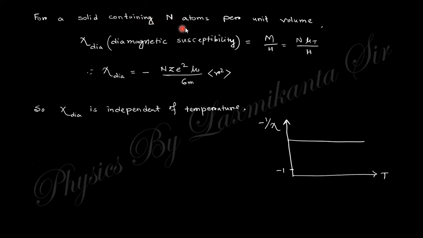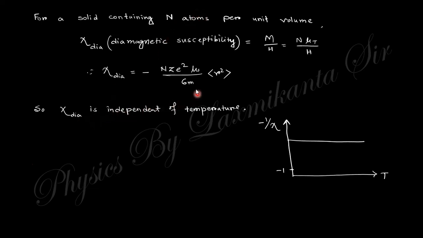For a solid containing n atoms, the magnetic moment per unit volume is nothing but the M, and then divided by H, you will obtain the susceptibility. So this is the susceptibility. I think it is clear, and you do this calculation step by step. I think you can easily understand this portion, what actually happened mathematically.